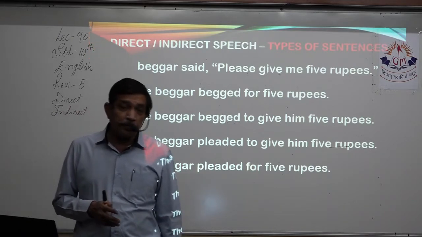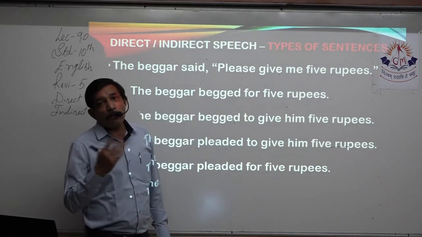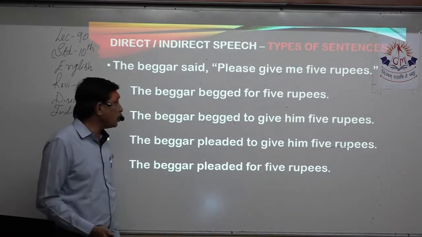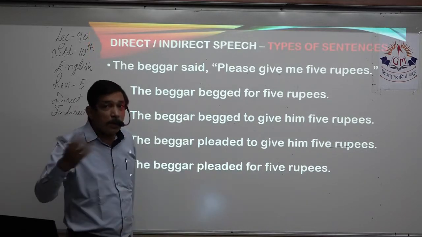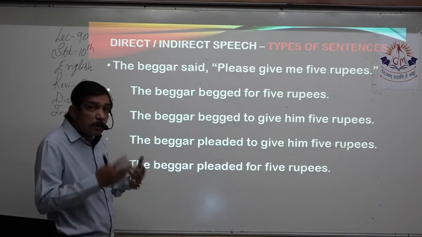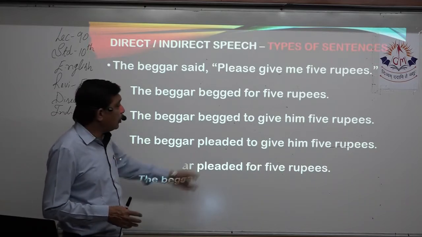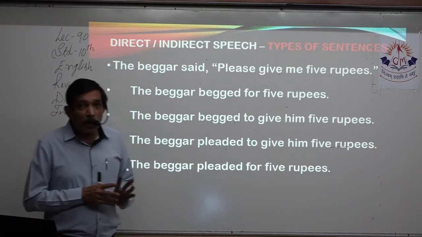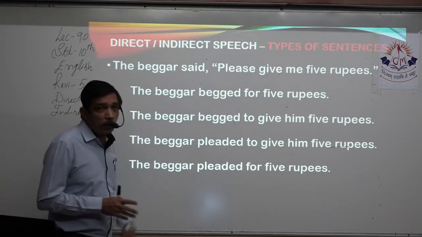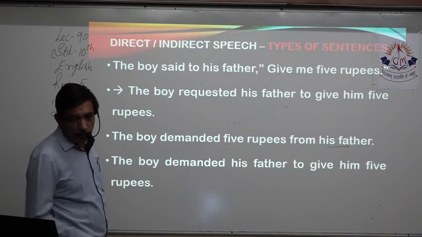So in that way, for 5 rupees. But if you are using to, you have to use to infinitive, right? So the beggar begged to give him 5 rupees. The beggar pleaded. Now if you are using pleaded, you cannot use for. We can alternately use for, but then not to. So either you use for or you use to plus infinitive, right? So the beggar pleaded to give him 5 rupees, or the beggar pleaded for 5 rupees.